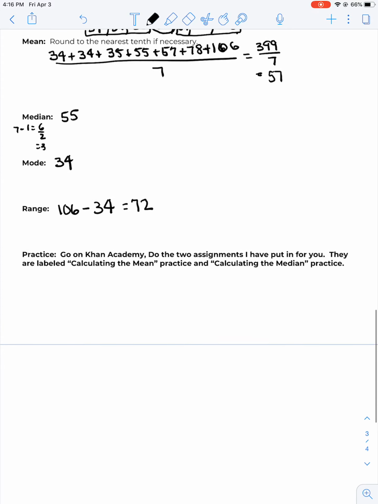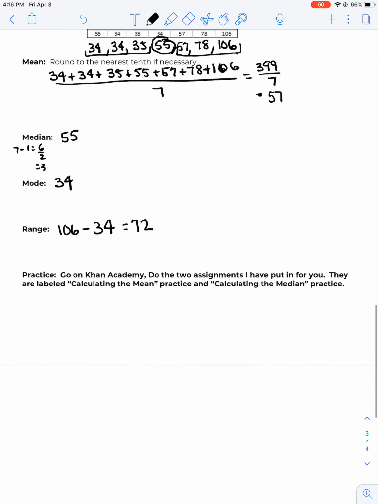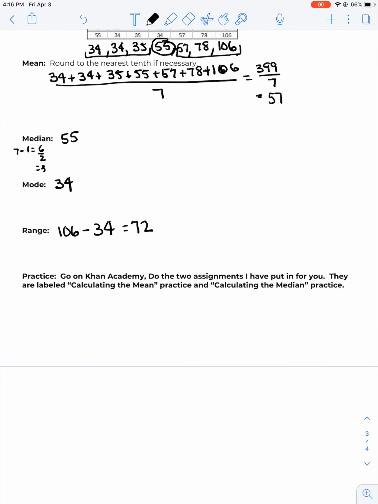Now, once you are done writing these notes, go on Khan Academy, and I'm going to assign 2 assignments for you to practice, okay? They're going to be labeled calculating the mean and calculating the median. They are 2 practice things, and that's all you have to do, okay? And once you're done with that, you are done for this lesson. And you'll do that. Bye.